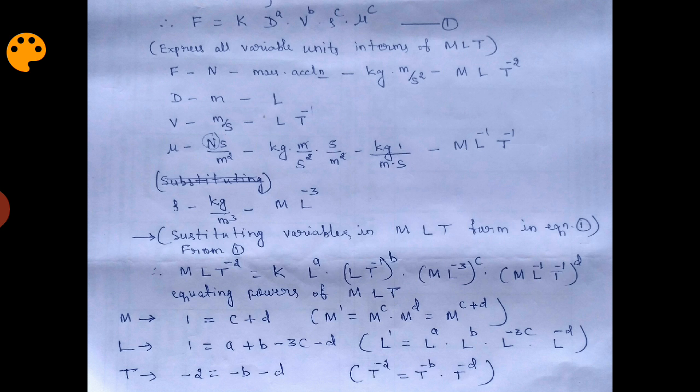Then we have to follow the approach we followed in the previous problem, get the values of a, b, c, d and substitute back in equation 1. What is the first step? The first step is to write down the units of all variables. Totally there are 5 variables in the problem. After writing the SI units of all the 5 variables, convert them into the form of MLT. Then substitute back all the MLT form variables in equation number 1.